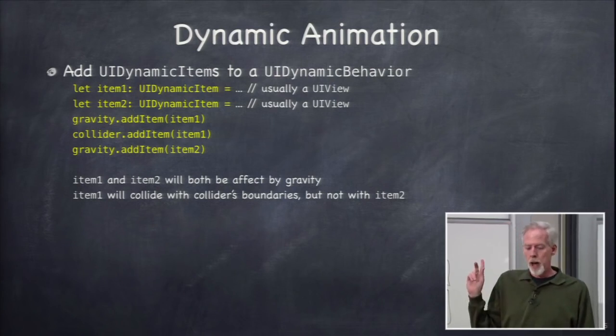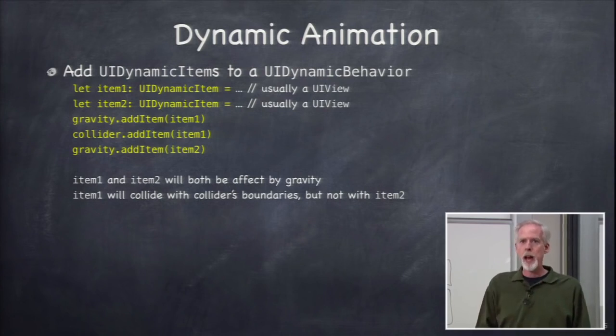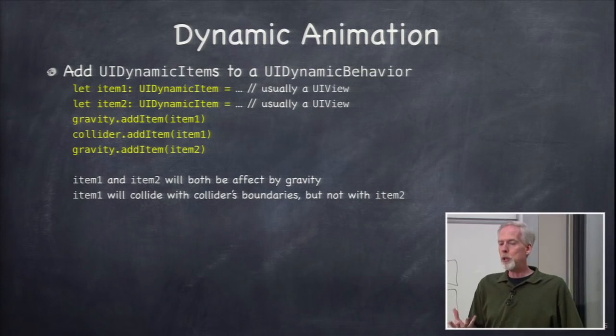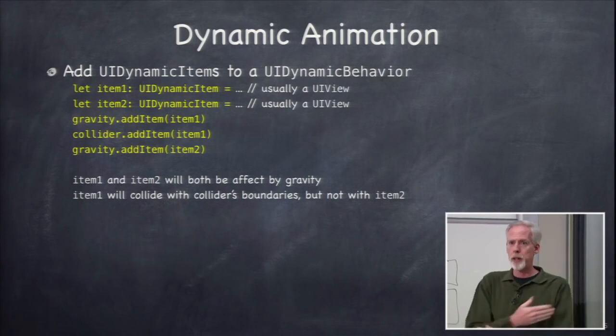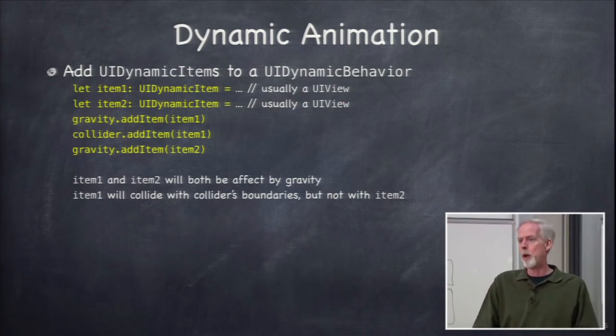So in this case up here, item 1 I added to gravity and collider. So item 1 is going to be affected by the gravity, and it's also going to collide with whatever the collider sets up. Item 2 is affected by the gravity, but it will not collide with whatever's in the collider. It also won't collide with item 1. They would pass right through each other because it's not part of the collider. So if you want things to interact with each other, they have to both be part of the same behavior.